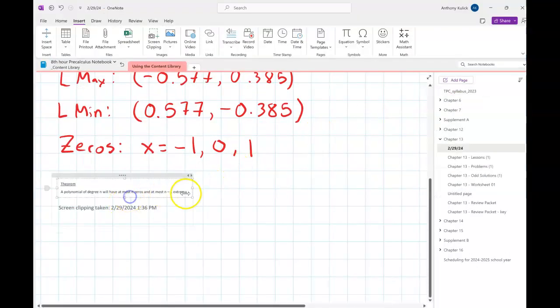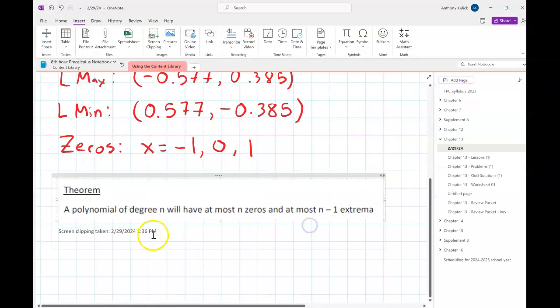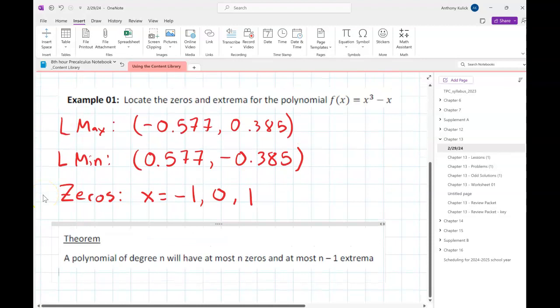So notice in this problem we just got done working on, that we had 2 extrema and 3 zeros, right? It's possible to predict how many of those things we should have to some extent just by looking at the function. So that brings this following theorem. This says that a polynomial function of degree n will have at most n zeros and at most n minus 1 extrema.